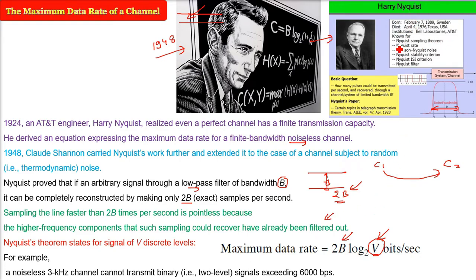Because Nyquist talked about noiseless channels, let us consider we have a 3 kilohertz channel. This 3 kilohertz is the bandwidth, and this channel transmits binary. What is the maximum data rate? Binary means 0, 1, so we are talking about 2 levels. This capital V is the discrete level; for binary we use 2. So with 3 kilohertz and 2 levels, the maximum data rate is only 6 kbps, or 6000 bits per second.